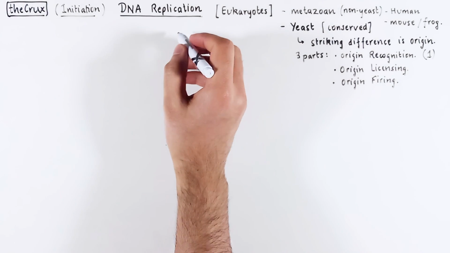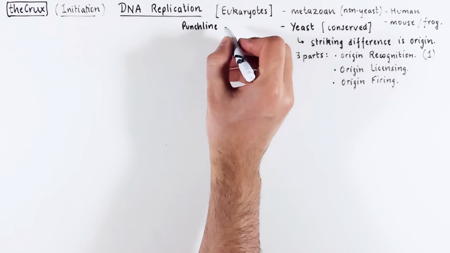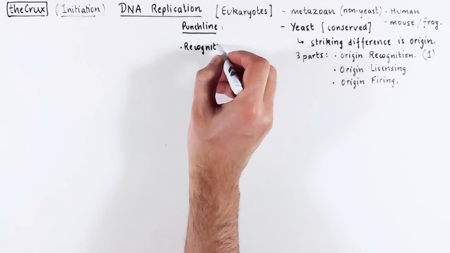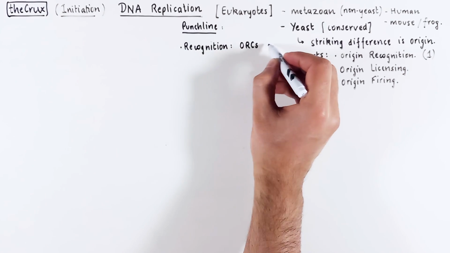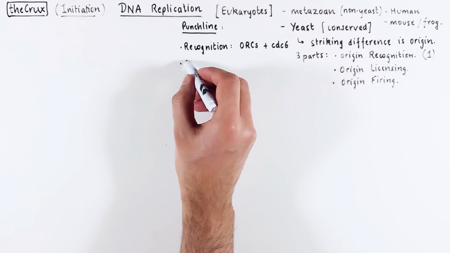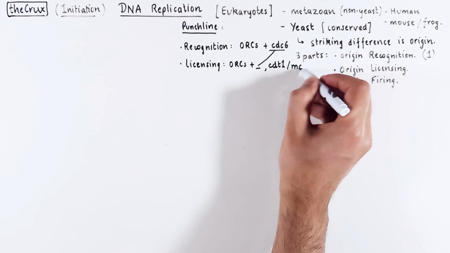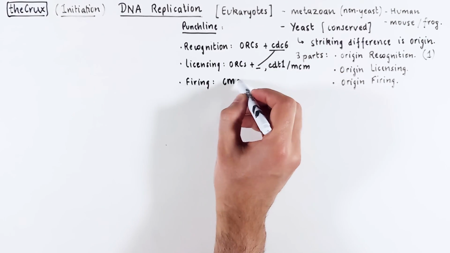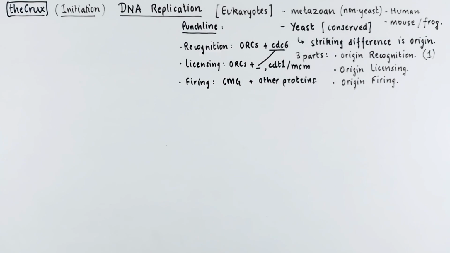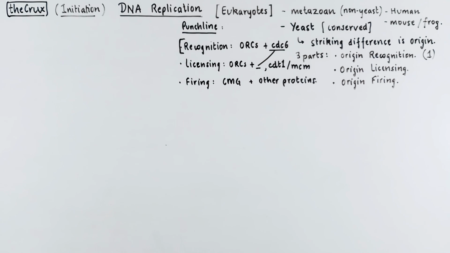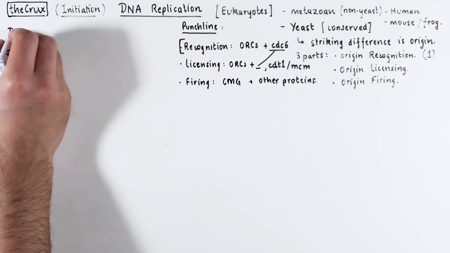By the way, the entire initiation can be summed up pretty easily by these steps, which is that origin recognition and definition is done by proteins like ORCs and cdc6. Then licensing is done by the addition of CDT1 and MCM proteins. Finally, origins are fired when CMG helicase and a bunch of other proteins join. Essentially, the 3 videos will expand on these 3 points and hopefully help you understand the process much better. Alright, let's start with the recognition part.